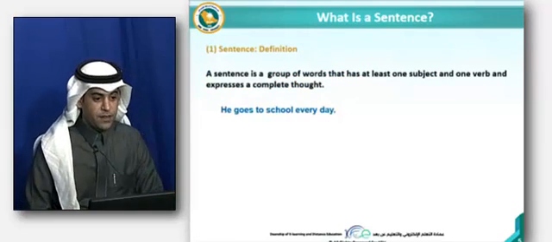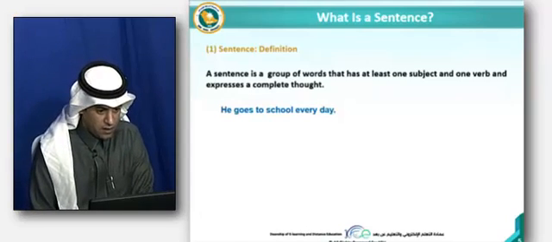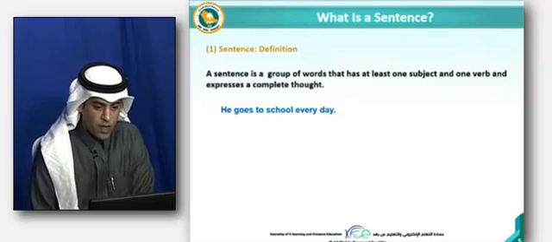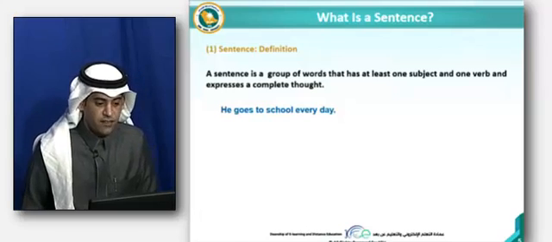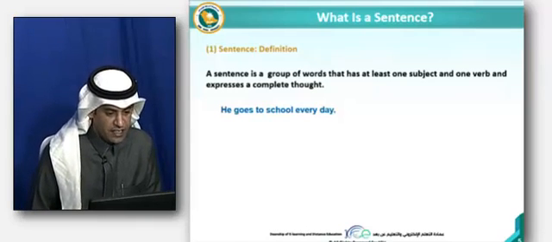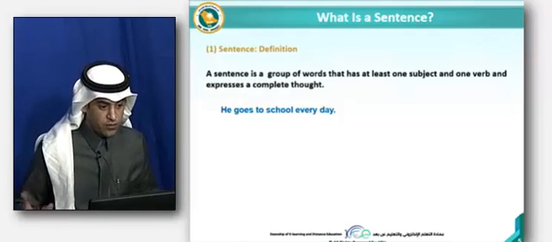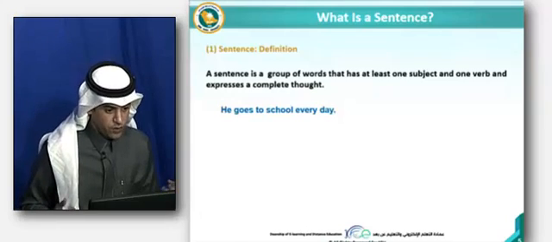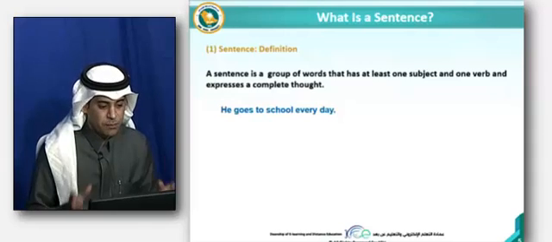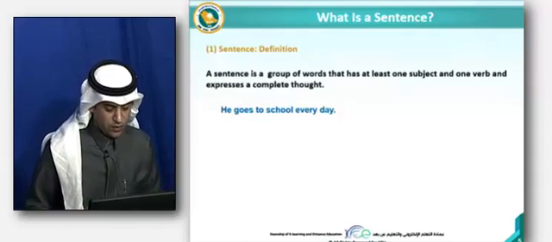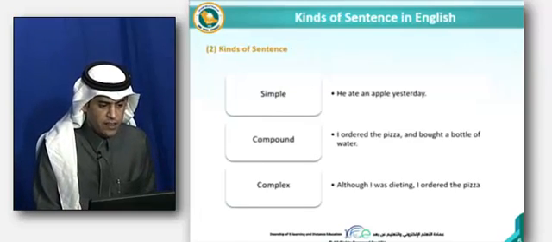Let's start with the definition of a sentence. What is a sentence? A sentence is a group of words that has at least one subject and one verb and expresses a complete thought. Let's have this example: He goes to school every day. We have the word he, which is the subject of the sentence, and then we have the verb goes. And this is a complete sentence. It expresses a complete thought. The meaning is intelligible to the reader. Good. This is just one example.